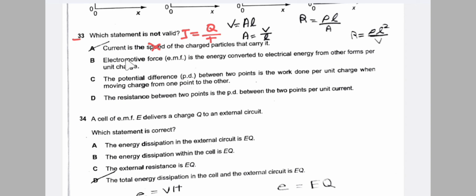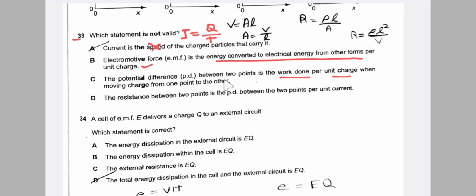That is charge per unit time. Then EMF is work done per unit charge, so work done or energy converted from electrical to other forms of energy per unit charge. So this statement is correct. Then potential difference between 2 points is the work done per unit charge. So potential difference is the work done per unit charge.